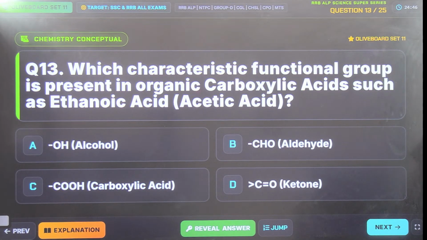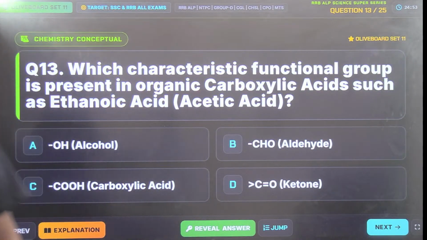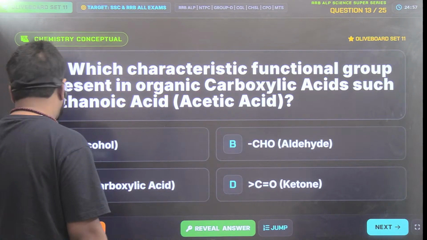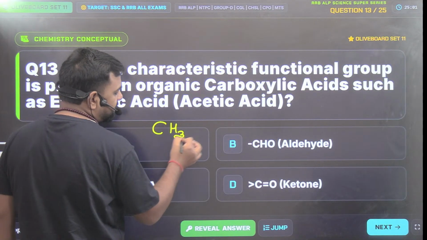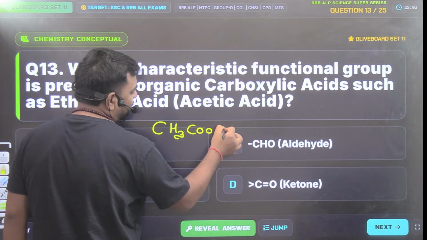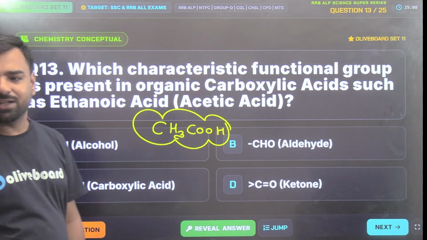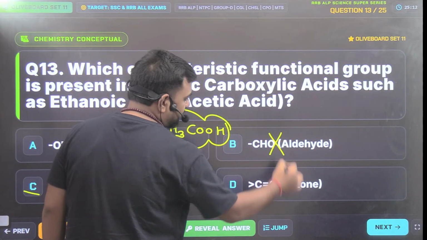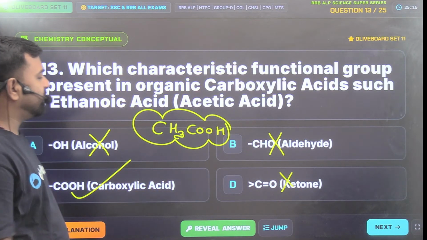If you are aware of the formula, everything will be easy. So since it is talking about Utkarsh is going with C, Ankita is also going with C. That is COOH. Let me write the formula for better understanding, CH3COOH. If we are aware of the formula, we can take any of the answers. As alcohol cannot be the answer, aldehyde cannot be the answer, ketone cannot be the answer, COOH, that is carboxylic acid, will be the correct answer.